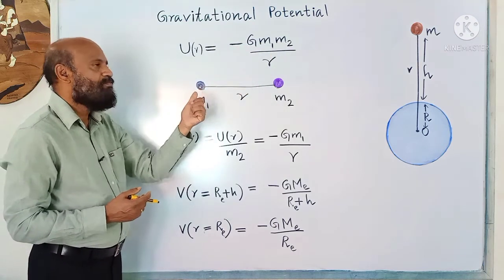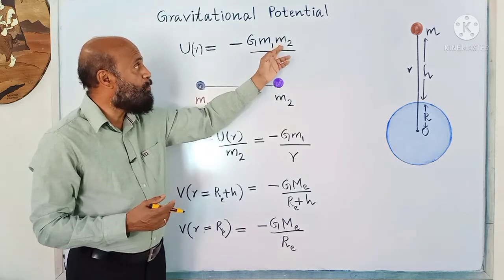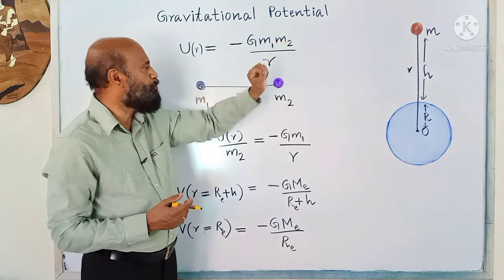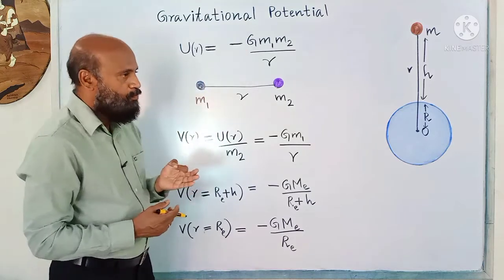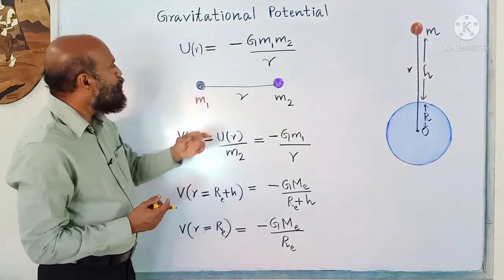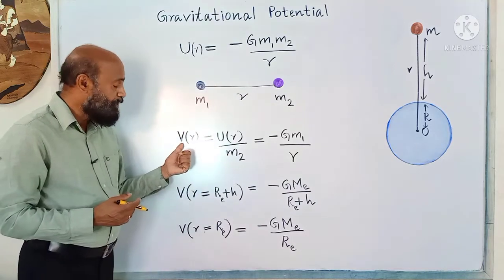Here m1 is assumed to be fixed. Now this is the amount of work done to bring m2. Gravitational potential is the amount of work done for bringing a unit mass. So this is to be divided by m2. Then you will get the gravitational potential.